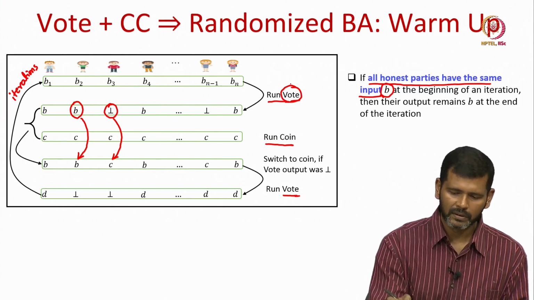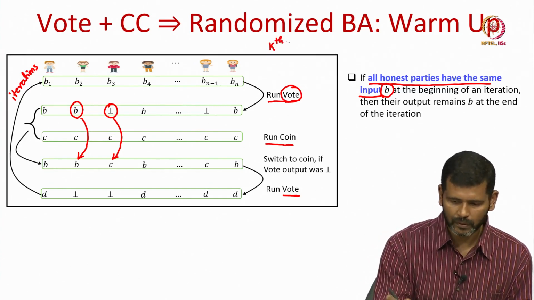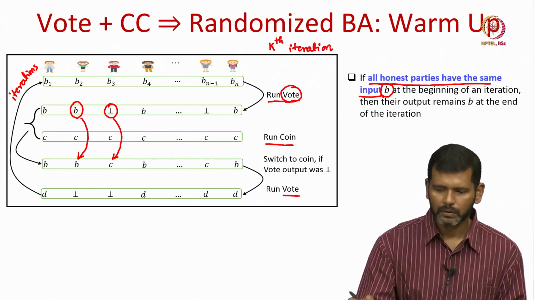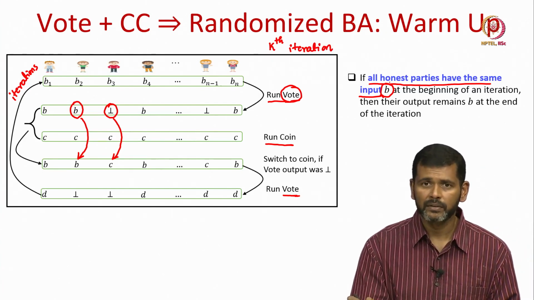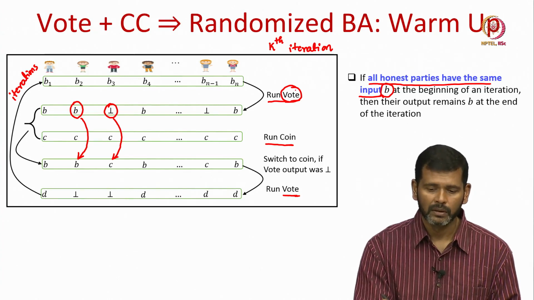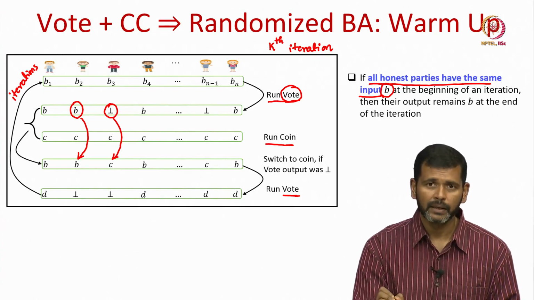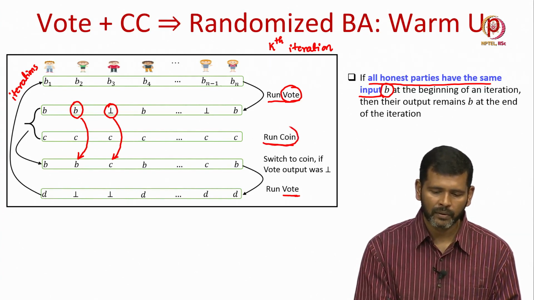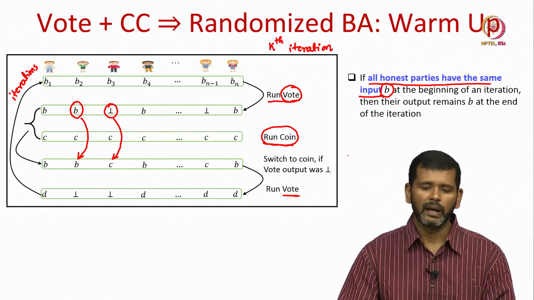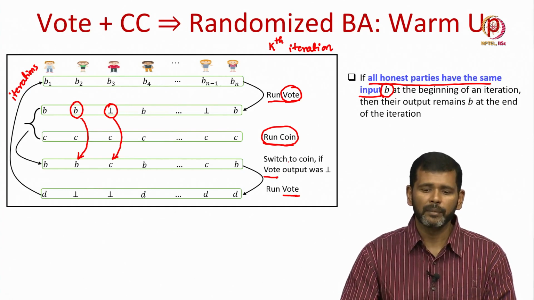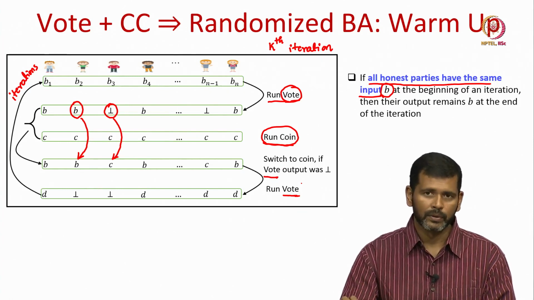So, say for the kth iteration, all the honest parties have the same input at the beginning. Then the first instance of the vote will give the output b for all honest parties, and they will never consider what the coin outputs for them, and again they participate in the second instance of the vote with the same input and obtain the same output.